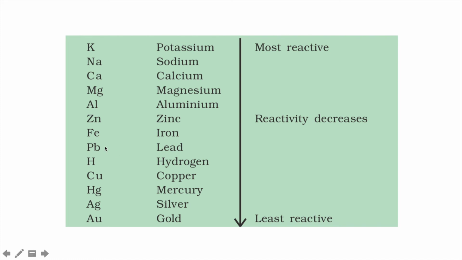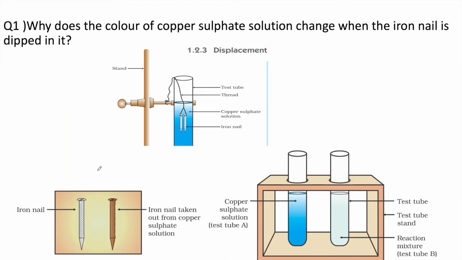According to the reactivity series, iron is more reactive than copper. So iron can displace copper from its salt solution. This reaction is known as displacement reaction. We can write the displacement reaction of iron and copper sulfate solution. Iron Fe plus copper sulfate CuSO4 gives FeSO4 iron sulfate plus copper.